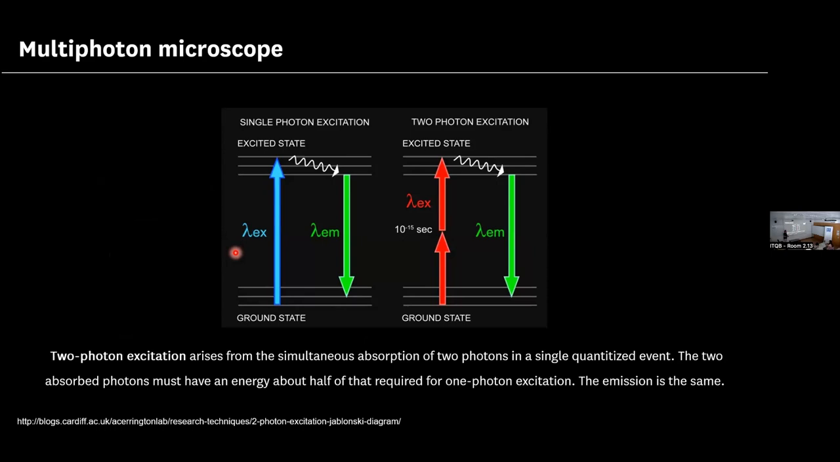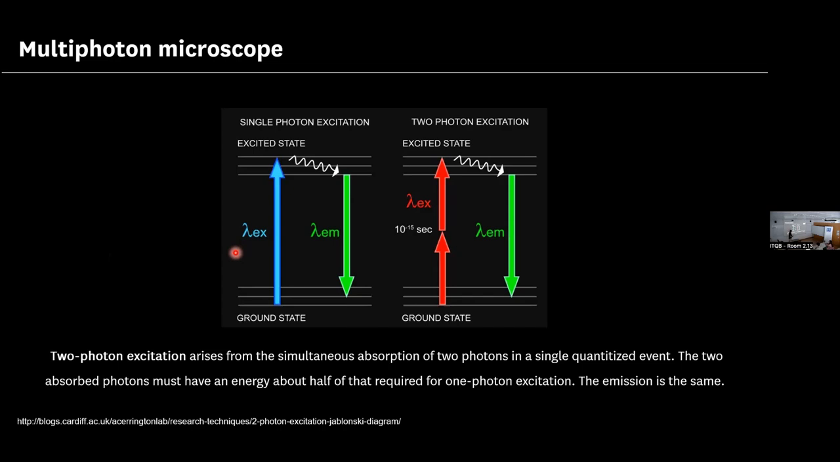In traditional fluorescence, you have a photon with a given wavelength that's absorbed by a molecule, an electron in the ground state. It gets excited, spends some time in the excited state, a few nanoseconds, loses some energy as it vibrates and rotates, and then it comes back to one of the ground state energy levels, releasing another photon. You've heard about this in fluorescence microscopy.